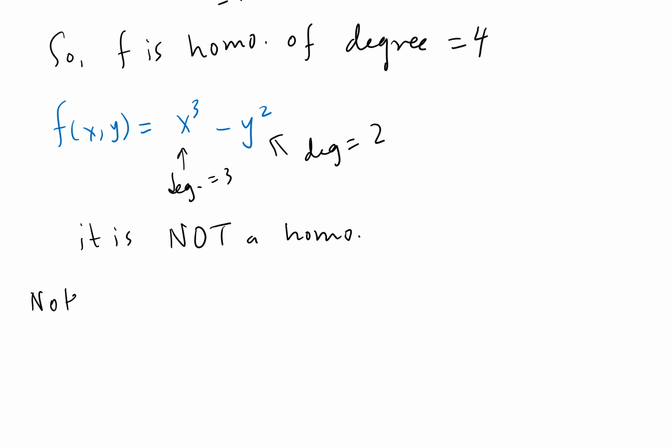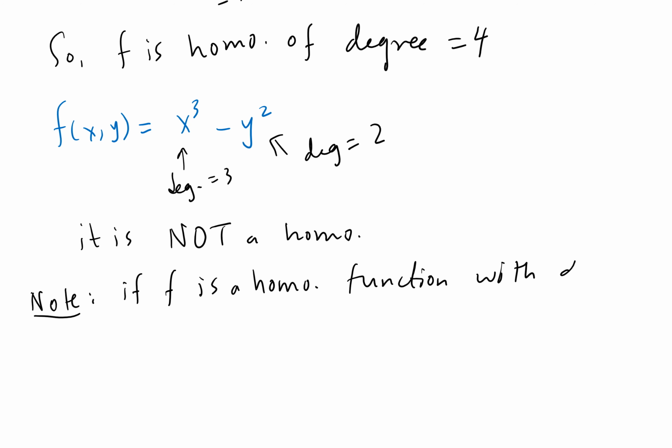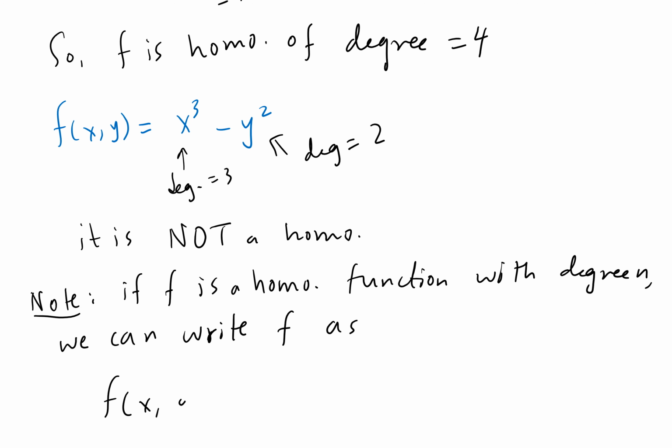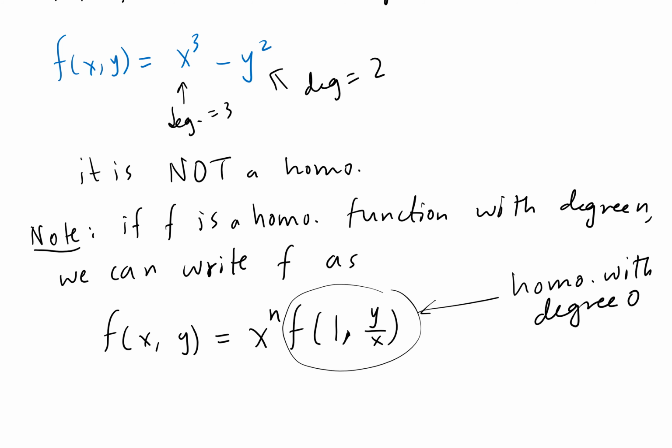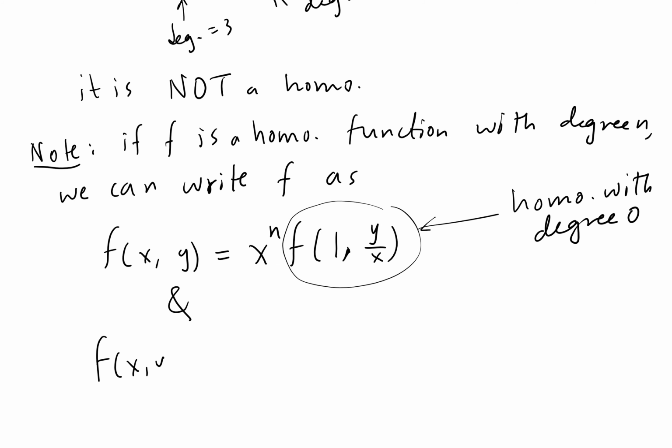So, as a note, if f is a homo function with degree n, then we can write f of x, y equals x to the n f of 1 comma y over x. In this case, this function here is a homo with degree 0. Similarly, we can write f of x y equals y to the n f of x over y comma 1.